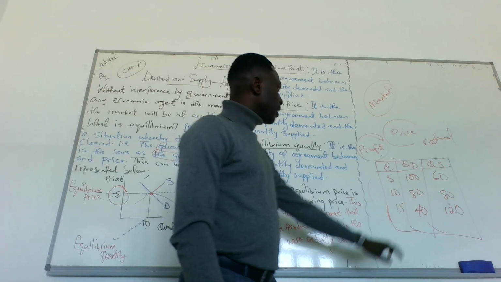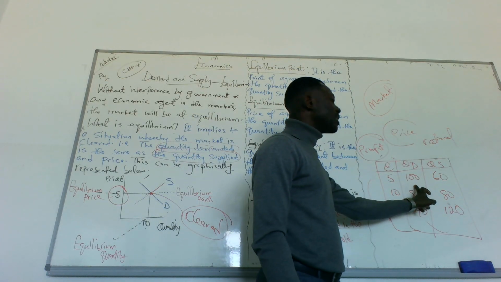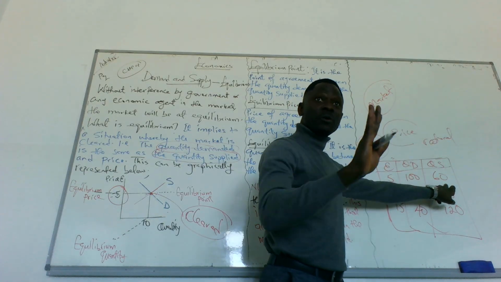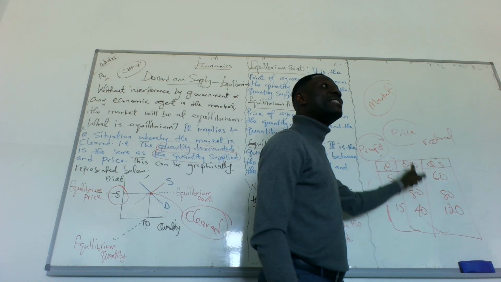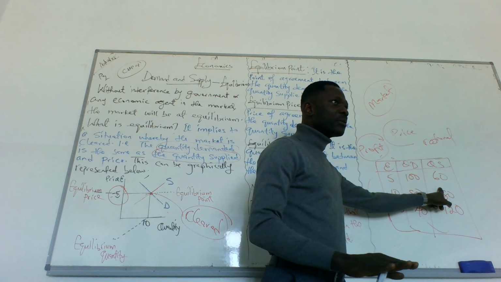Yes, you can. So look at the point here. When the price is 5, the quantity demanded is 100. When the price is 5, the quantity supplied is 60. Based on the law of demand and law of supply, the lower the price, the higher the quantity demanded. The lower the price, the lower the quantity supplied. Yes or no? Yes. Great.